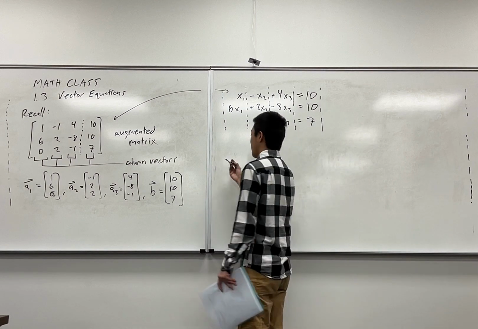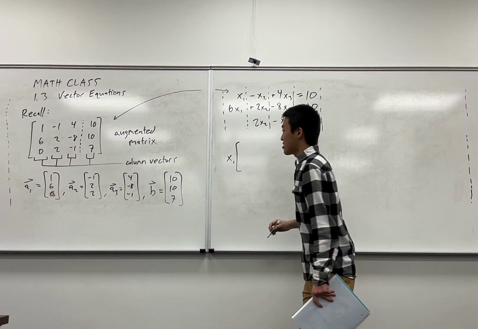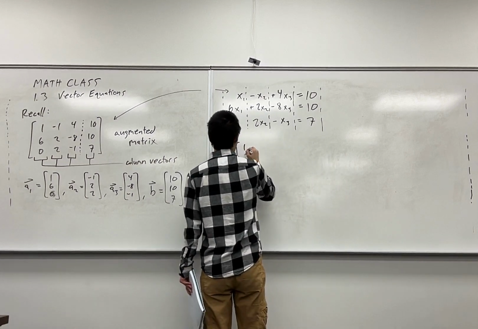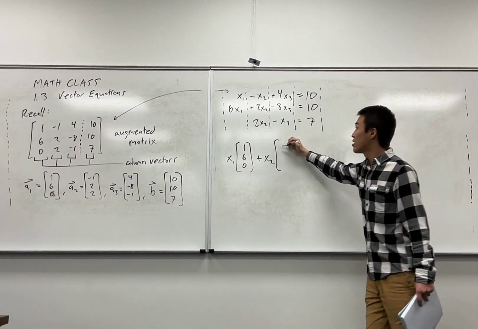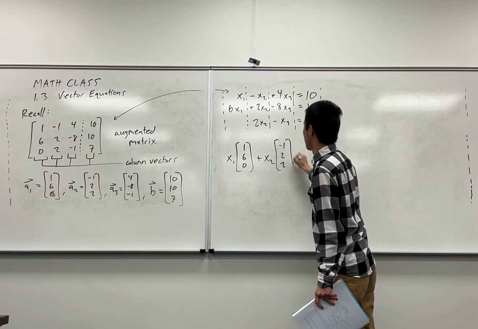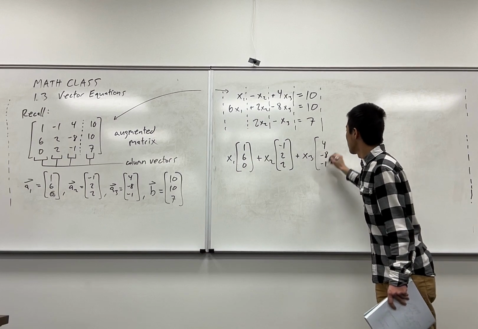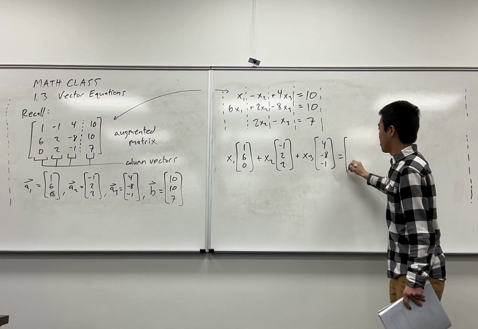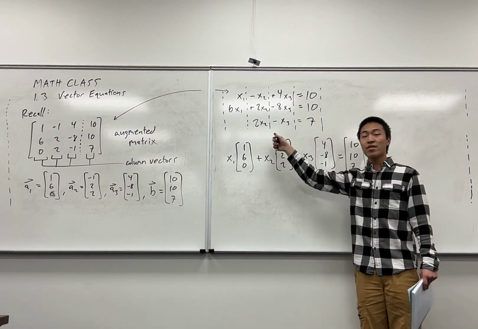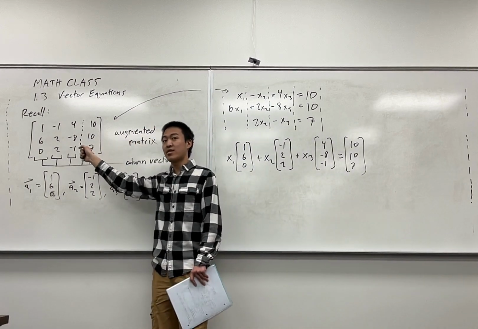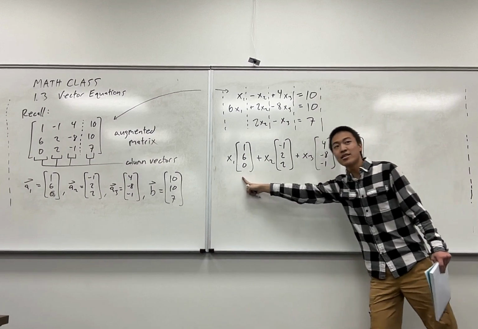So I could represent this as a linear combination. I could say my x1 component, whatever that variable is, multiplied by the column vector 1, 6, 0. And then the next one, negative 1, 2, 2. And the next one, 4, negative 8, negative 1. And then equals the b vector. So suddenly we can translate a system of equations problem. We could think about it as an augmented matrix.